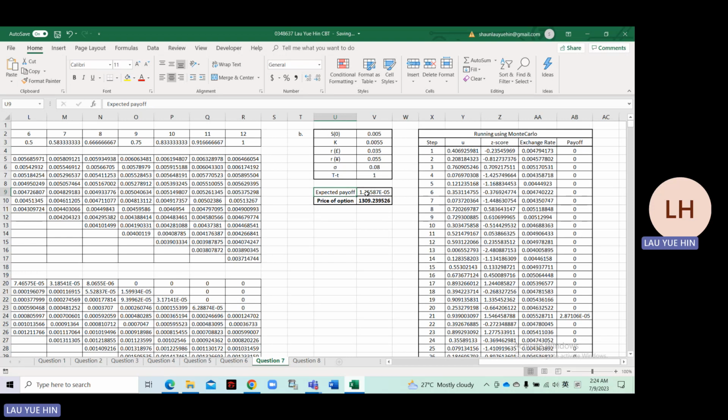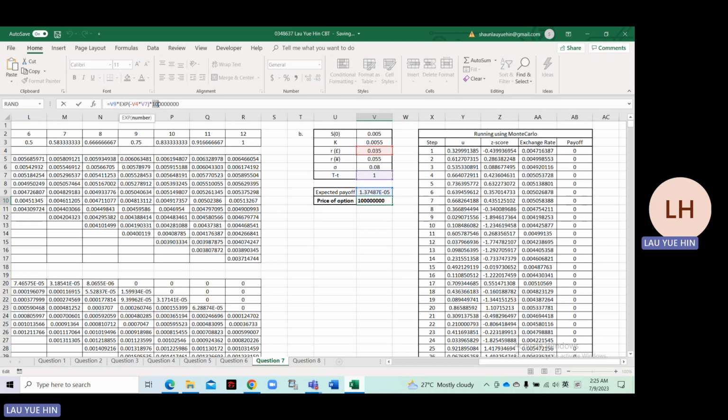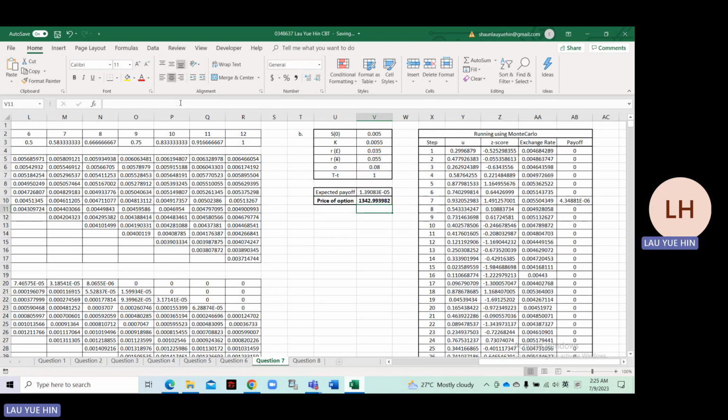So I'll get the expected payoff, which is the average of the payoff from step 1 until step 100,000. And then to find the option price is actually the expected payoff times exponential power minus R pound times (T minus t) and times 100 million. And at the end, I will get a random number generated by the Monte Carlo in Excel.